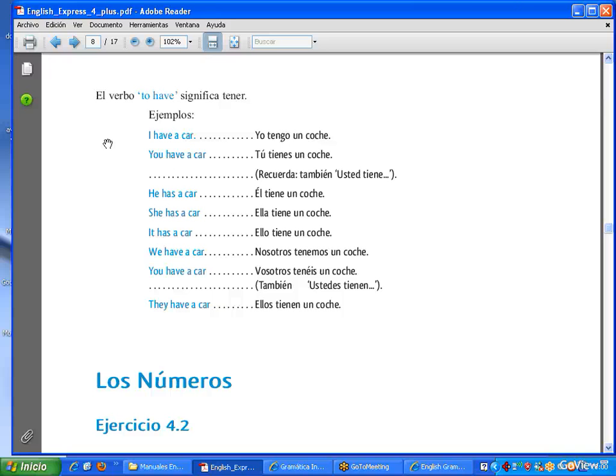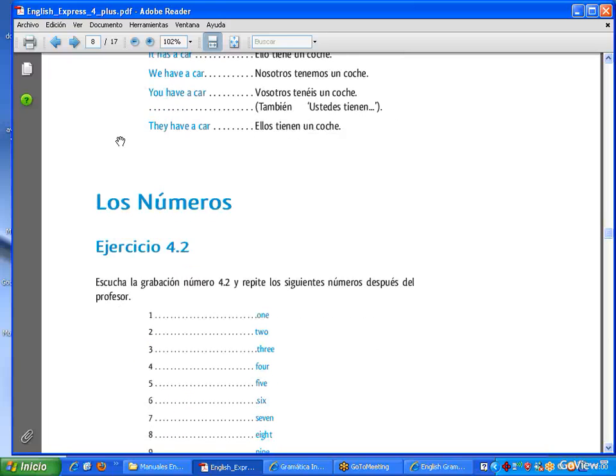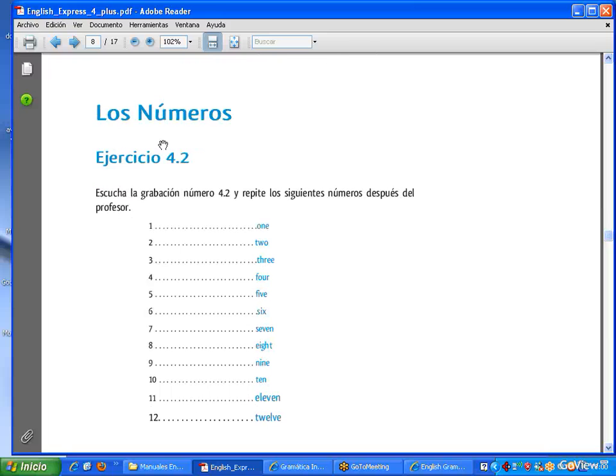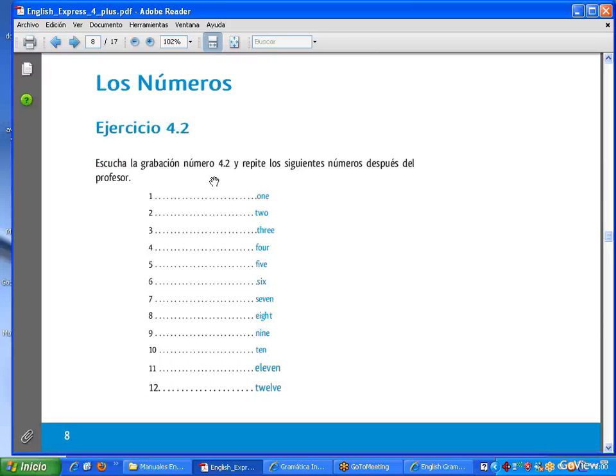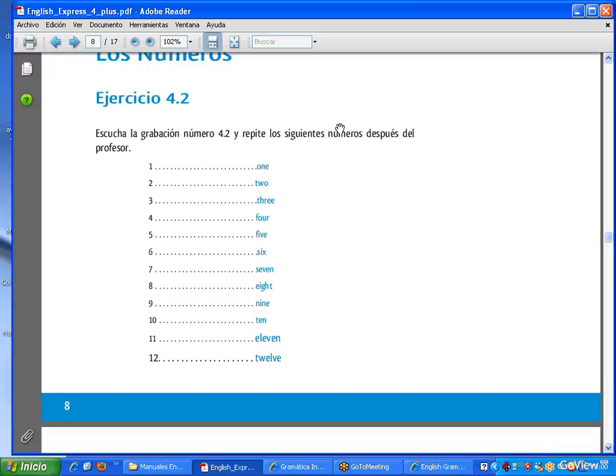Then we move on to the numbers. You can listen to the recordings and get your pronunciation correct. 1, 2, 3, 4, etc. Okay? You can also find a site to look at the numbers in Spanish and compare them.